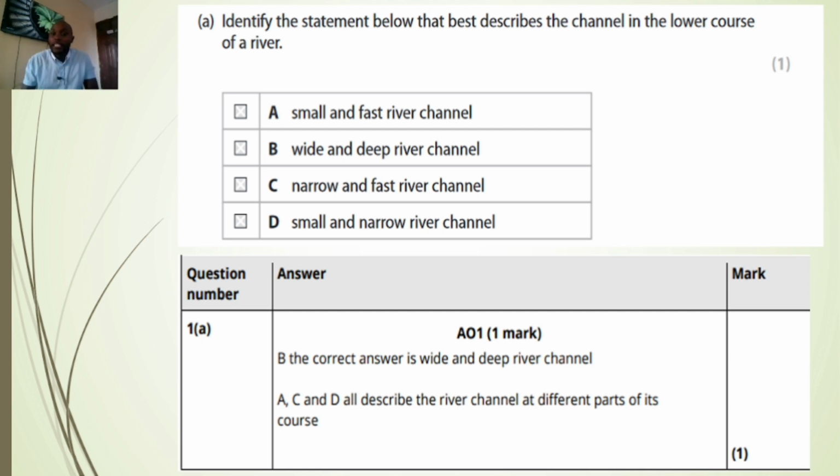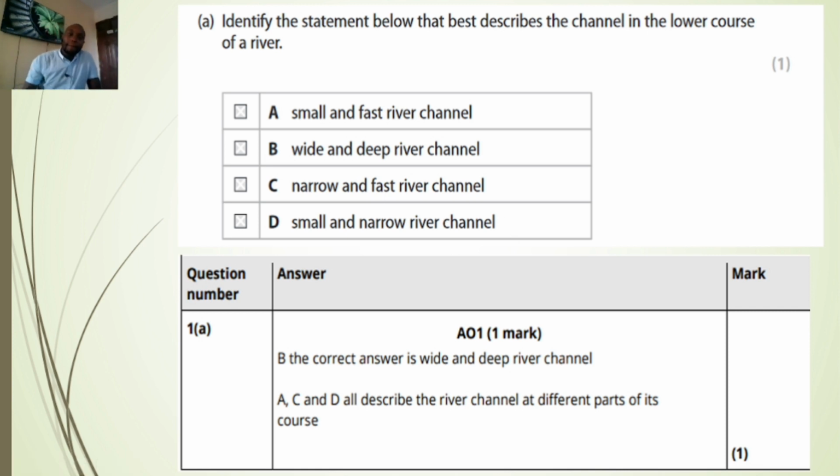Small river channel and fast river channel, this one is actually for upstream. Wide and deep is downstream, which is the lower course of the river. So that's the answer. Then narrow and fast river channel, remember we talk about narrow, it's the upstream. Remember as you move downwards, it's widening. And fast river channel, that is the upstream. Then small and narrow, that is actually upstream.